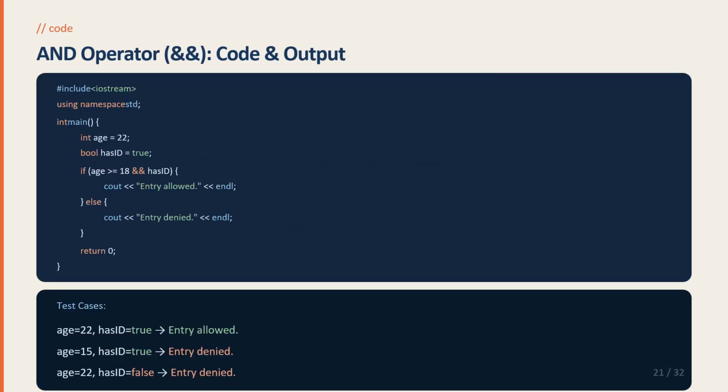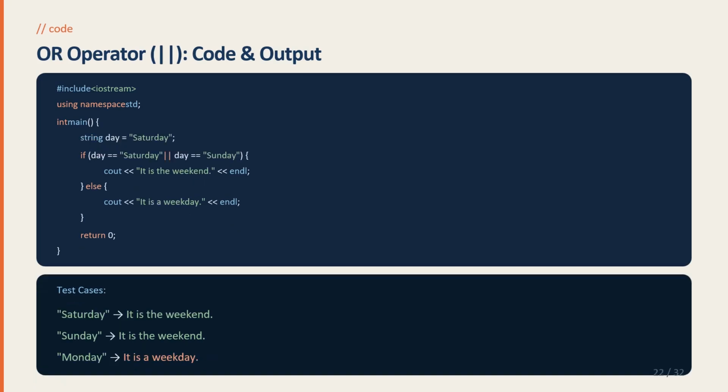And here is the example for the AND operator. In this example, entry is allowed only if the person's age is at least 18 and they possess a valid ID. If either condition is false, the entry is denied. And next comes the OR operator. Here, the program identifies whether a given day is a weekend by checking if it is Saturday or Sunday.